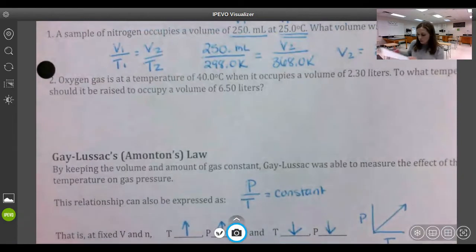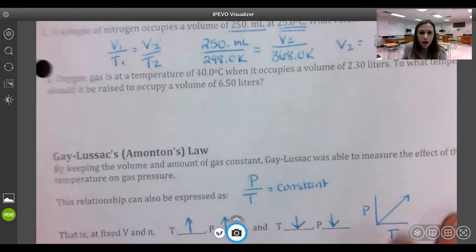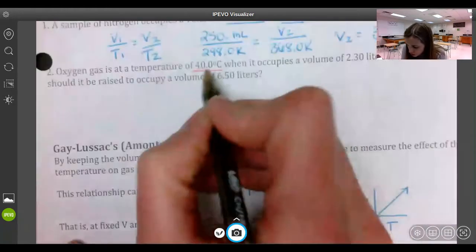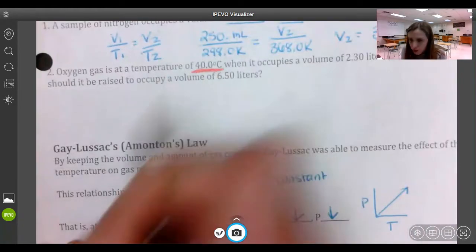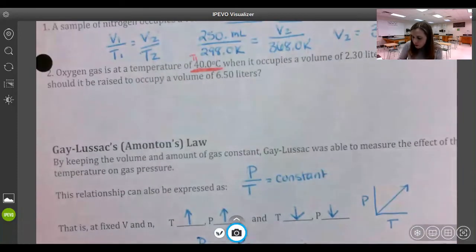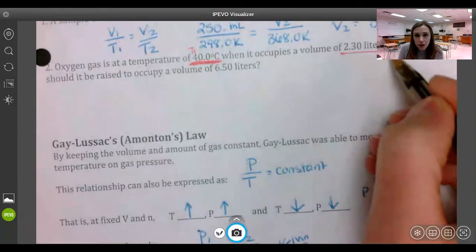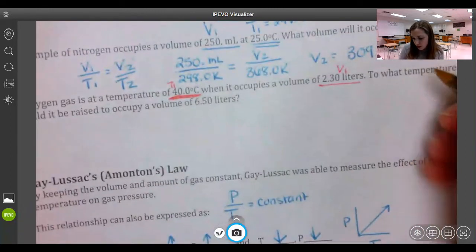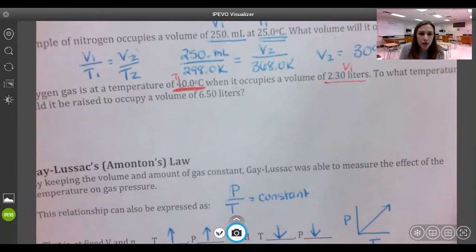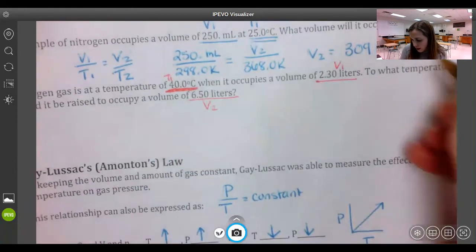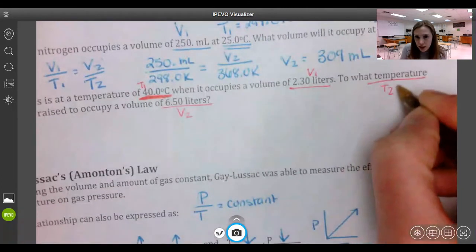So for the second example of Charles' law, we have our oxygen gas. It's at a temperature of 40 degrees Celsius, and as soon as I see degrees Celsius, I'm going to make sure I remember that I've got to convert it. So here is our T1. And then we have this volume of 2.3 liters. This is our initial volume. And it says, to what temperature should it be raised to occupy a volume of 6.5 liters? So here is my new set of conditions for volume, and again, I'm going to be looking in this case for T2.